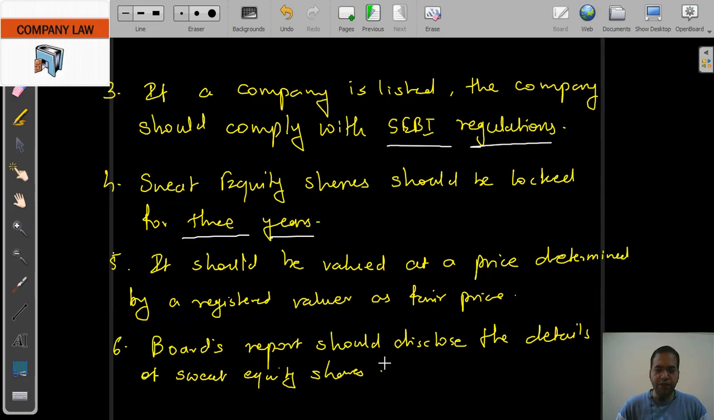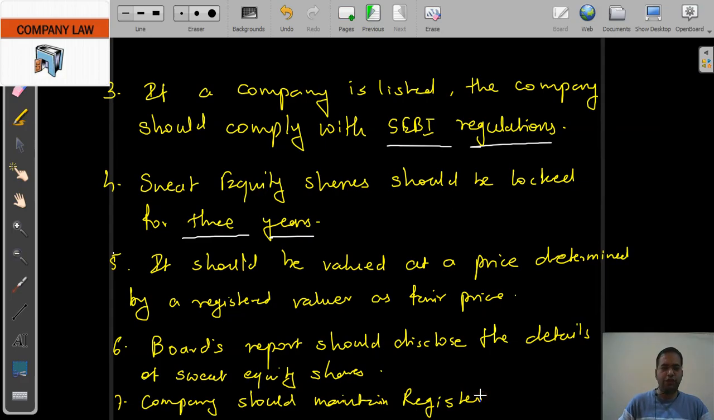The company shall maintain a register of sweat equity shares. The company will have to properly maintain the register for this particular purpose. So these are all provisions relating to sweat equity shares. We can just write down: company should maintain register. These are all important points one should take into consideration in order to issue the sweat equity shares.